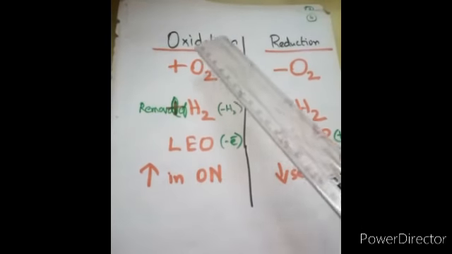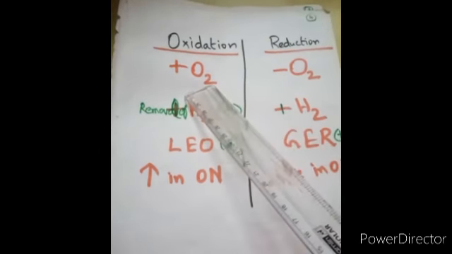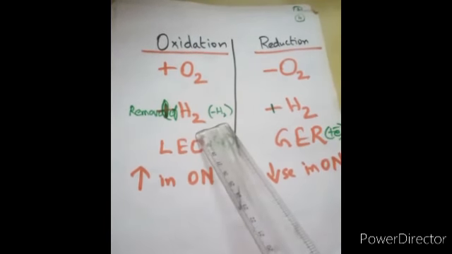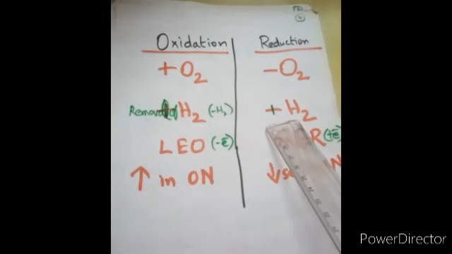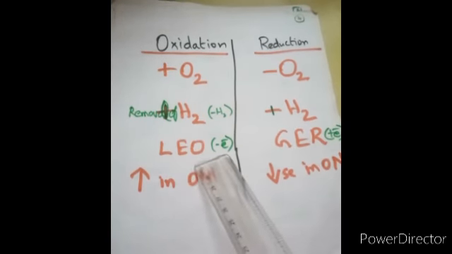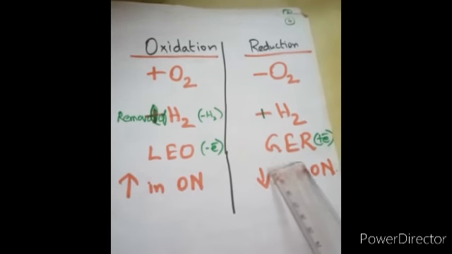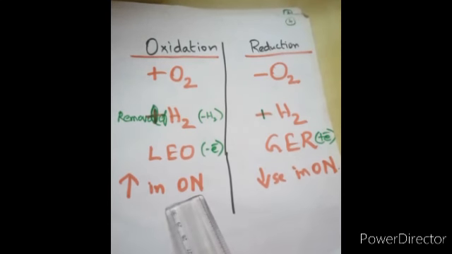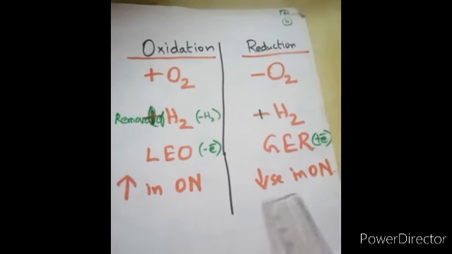To summarize, we can say addition of oxygen is oxidation, removal of oxygen is reduction. Removal of hydrogen is oxidation, addition of hydrogen is reduction. Loss of electron, minus electron is oxidation, gain of electron, plus electron is reduction. If there is an increase in the oxidation number of an element, it is oxidation. If there is a decrease in the oxidation number, it is called as reduction.